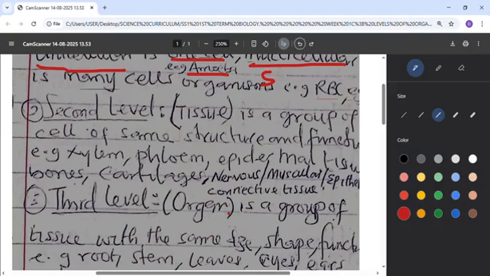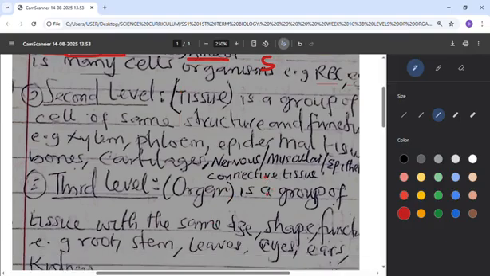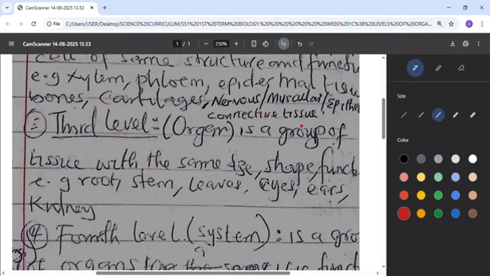What is organ? Organ is a group of tissue, meaning that when we bring tissues together, we have our organ. So group of tissue, and they will have the same size, shape, functions. For example, in a plant, roots is an organ, stem is an organ, leaves, they are organs in plants. Then for animals, eyes, ears, nose, they are all organs, including the kidney, the liver. All of these are organs in our body.